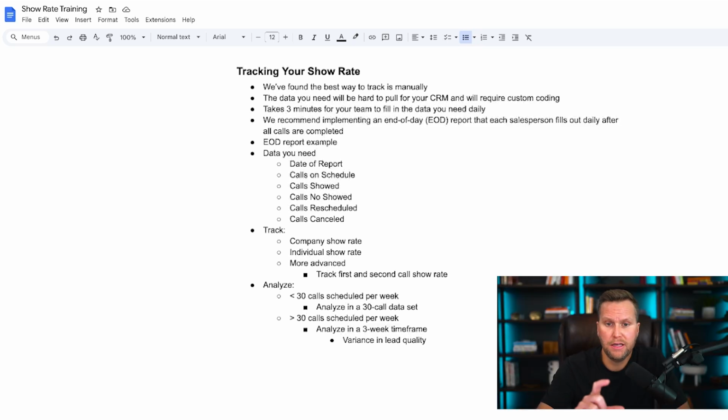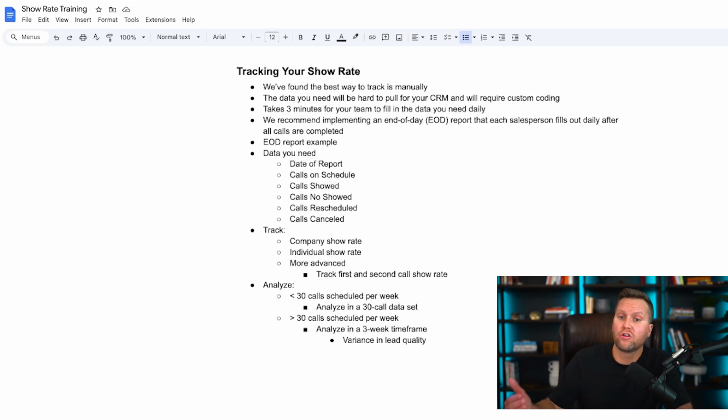Now, if you're trying to improve your show rate and you're implementing a lot of the strategies that we're going to talk about later on in the training, depending on where you're at with your call volume is going to determine what time frame you want to analyze the data and statistics to see if this is making an improvement or not. Now, if you're less than 30 calls scheduled per week, you want to analyze on a 30-day call data set. So what I mean by that is you're going to wait until you have at least 30 calls tracked, either no-showed or showed, to determine whether this is effective or not.